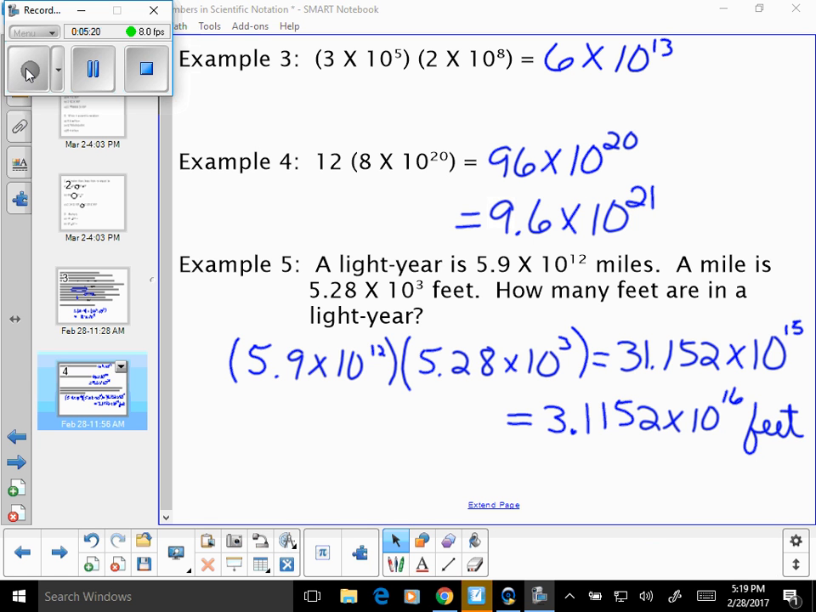And that will conclude Lesson 7.2b on multiplying numbers in scientific notation.